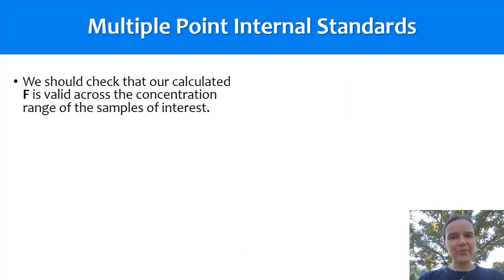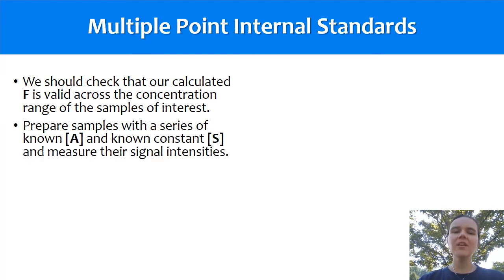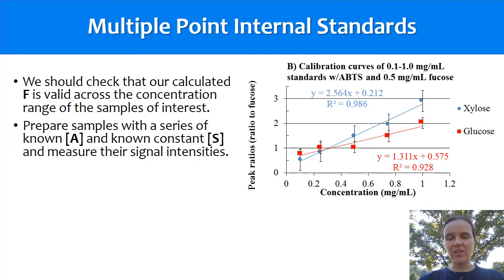With multiple point internal standards, the real essence here is that you should really check that your calculated response factor is true over the whole range from low to high concentrations of samples that you're interested in. It might change with concentration. So you make a series of samples with known analyte concentrations. Again, known and constant internal standard concentration, measure their signal intensities, and make yourself a calibration curve.